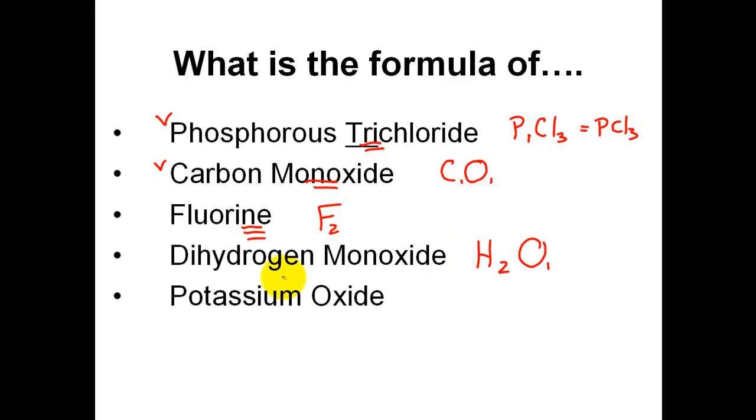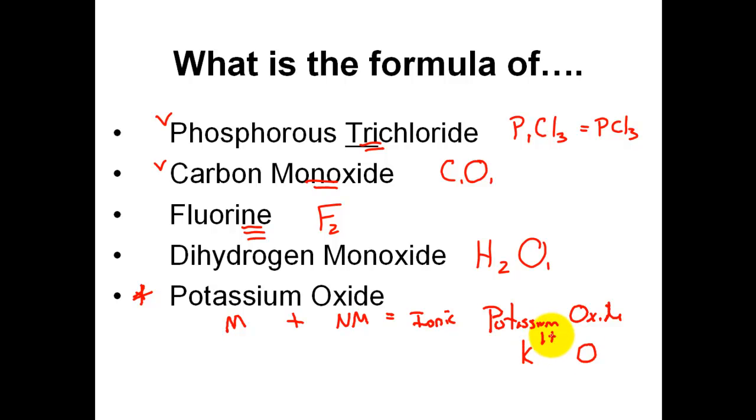How about potassium oxide? Now this one I'm going to put a little trick here. I'm really trying to fool you on this one, because this is a metal and a non-metal. Anytime I have a metal and non-metal, I'm talking about an ionic compound. Potassium is K, oxygen is O, and if you recall, we need to cross charges. So anytime you see an ionic compound, or a metal and a non-metal, I need to cross charges, and the formula is K2O, potassium oxide.